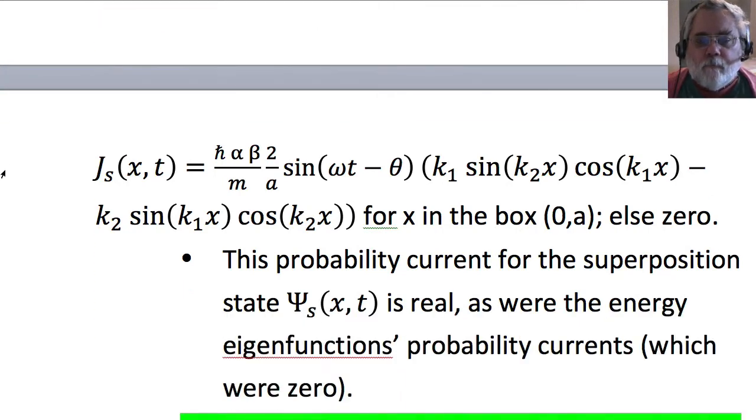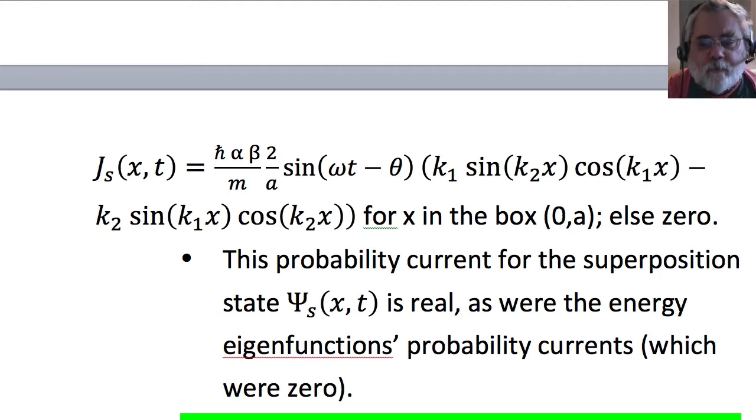So this is the answer. The current density is a constant, h bar alpha beta 2 over m a, times a time dependence, sine of omega t minus theta, times an expression that is position dependent, k1 sine k2x cosine k1x minus k2 sine k1x cosine k2x, which we can't simplify further with trigonometric identities because k1 and k2 are different. That's the current density in the box. Outside the box, it's 0.